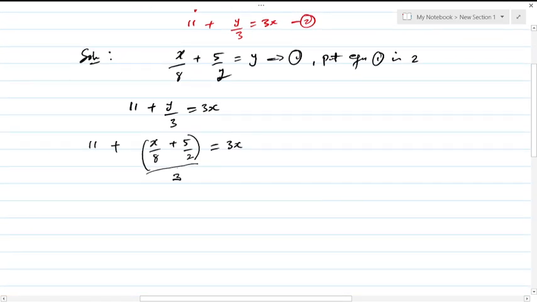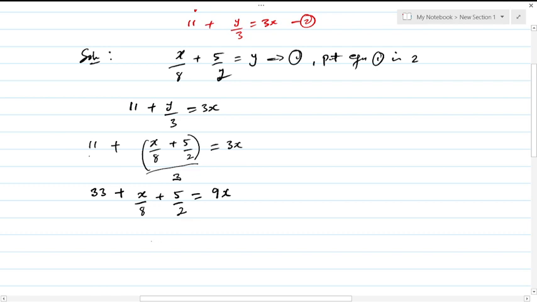All right, so in order to eliminate this fraction, you have to multiply through by 3. That is each term by 3. So 11 times 3, we get 33. Plus, if we multiply everything here by 3, it's going to eliminate this denominator. So you will be left with x over 8 plus 5 over 2 equals that same 3 times 3x, that will give you 9x.